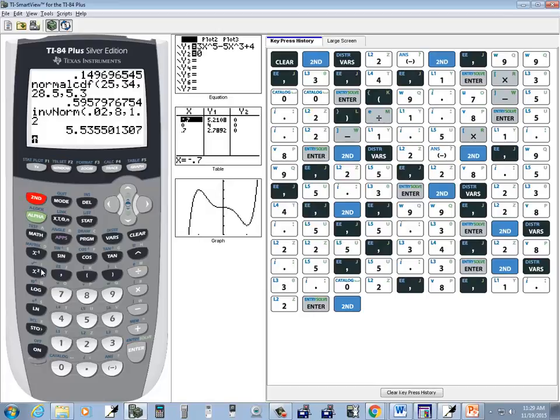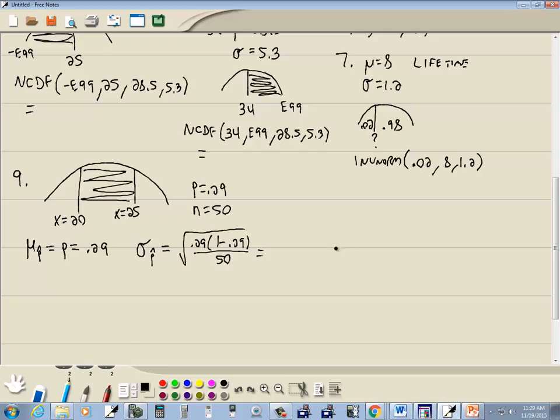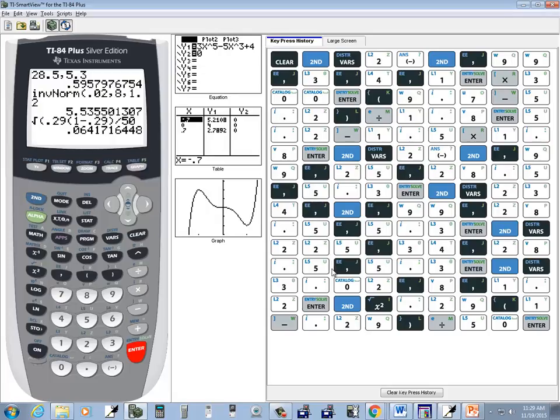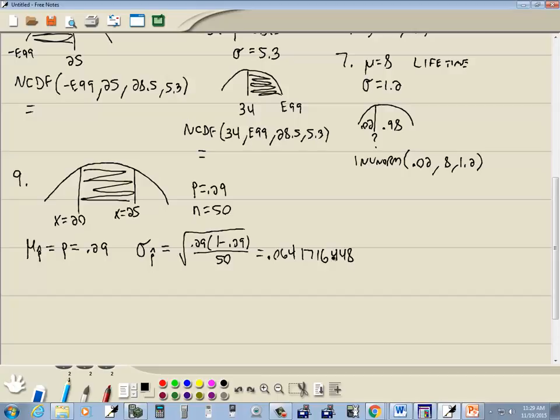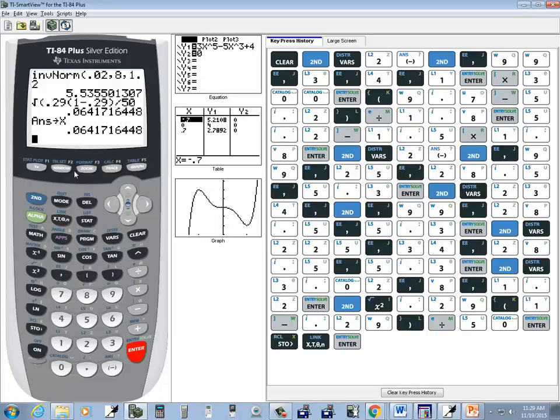Okay, so I got the square root of 0.29, 1 minus 0.29, divided by 50. It's probably going to be a long number. I don't want to sit there and type it in over and over on each one of these problems. I'll write it down: 0.0641716448. But I'm going to store that. So I'm going to press my STO button, and I'll put in an X just because that's easy, and then press enter. Okay, so whenever I want this number in a calculation, I just have to put X in there.